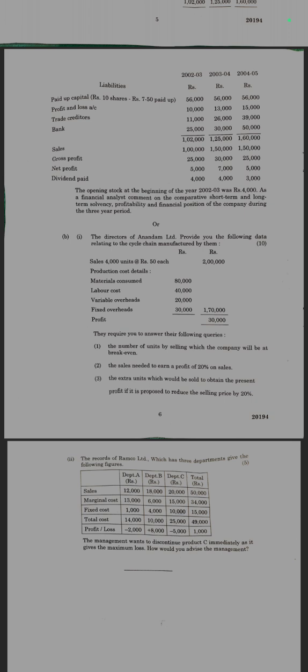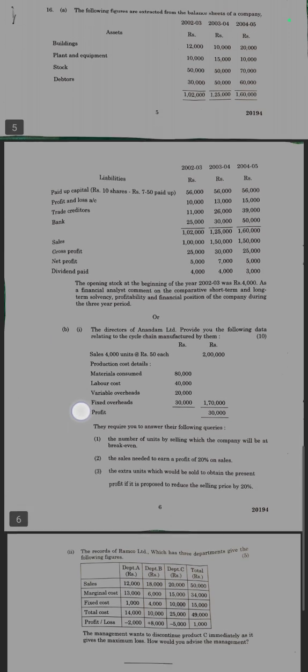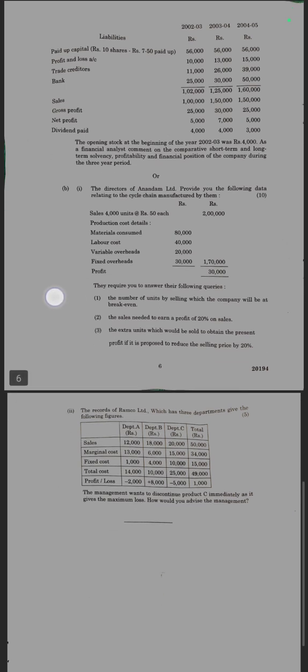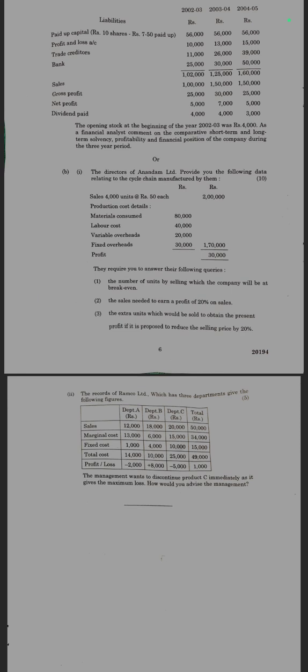And 16th B, second question: the record of Ramco Limited, which has three departments, is given: Department A, Department B, Department C. Sales, marginal cost, fixed cost, total cost and profit and loss are given. The management wants to discontinue Department C. Department C shows a negative value, with the maximum loss. How would you advise the management? Okay, these are the questions. Thank you.